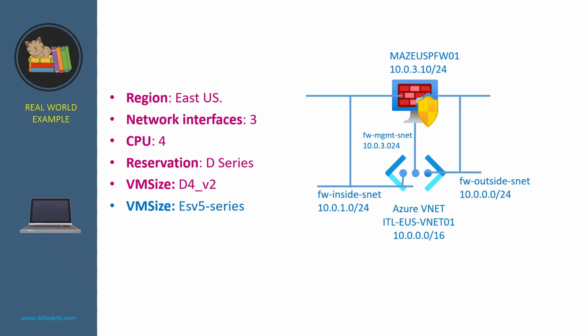However, at the time of deployment, we found out that the VM size D4 v2 was not available in East US, so we ended up using the VM size ESv5 series, which means we have to sacrifice the cost for the license requirements, and we could not deploy the firewall to a different region because our reservation and our VNets are in East US.